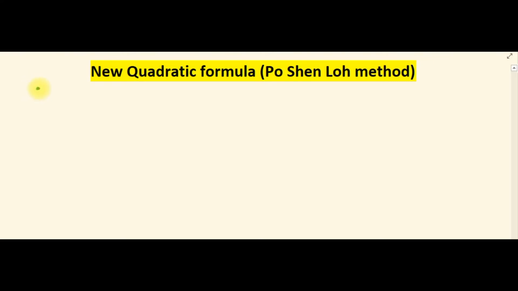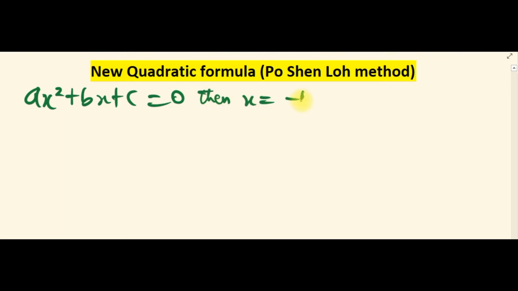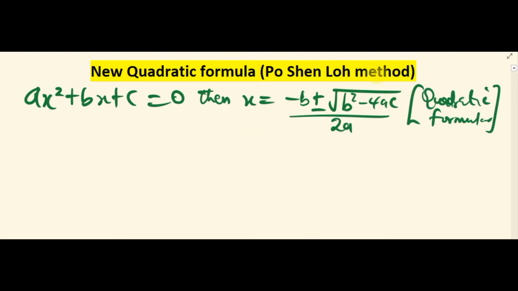The quadratic equation is always ax squared plus bx plus c equal to 0. Then if you solve for x, that's our quadratic formula, which is always this. So that's our quadratic formula. Let me concentrate here. I will solve back.